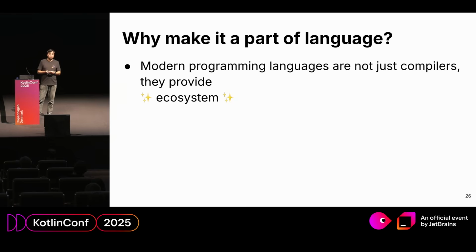You may ask me, if we already have a bunch of linters for Java and Kotlin, why should you make it a part of the language? Well, the answer was in the keynote by Vsevolod, because modern programming languages are not just compilers, they provide an ecosystem. We have our own documentation engine, we have our Gradle plugins, we have our coverage tools and binary compatibility tools. And this problem is, in my opinion, severe enough to have its own place among compiler diagnostics.